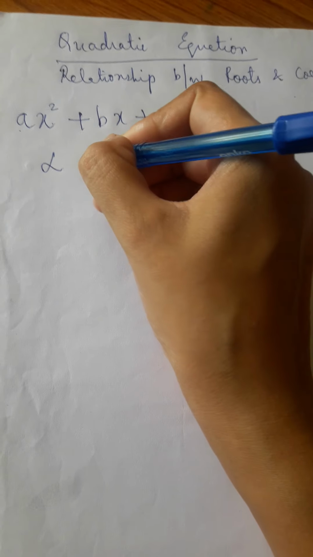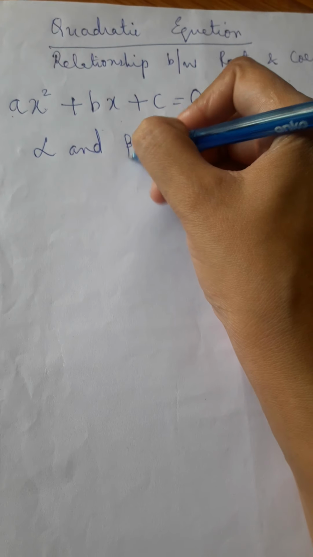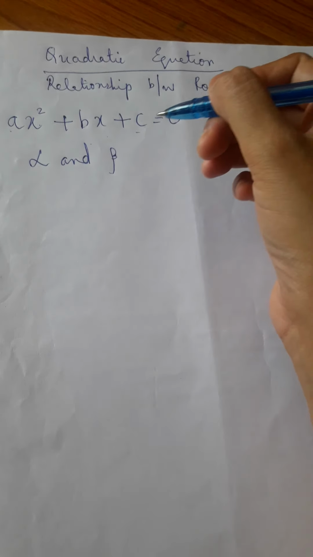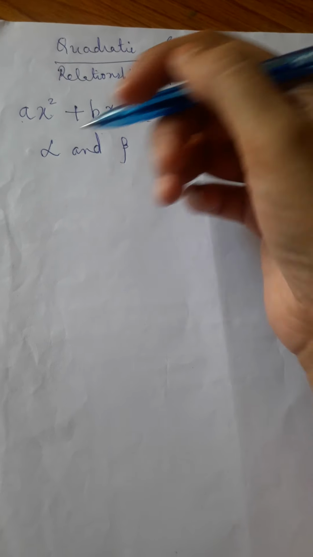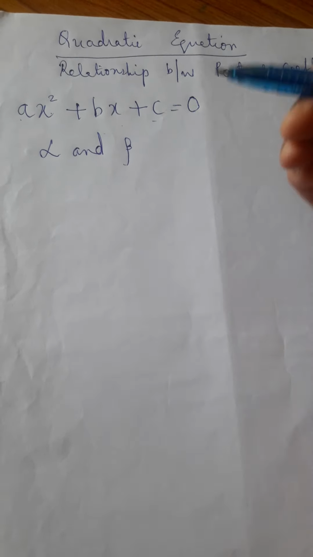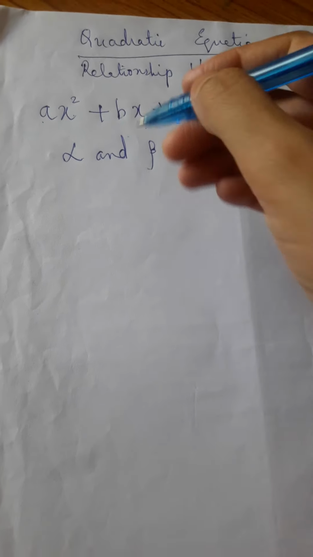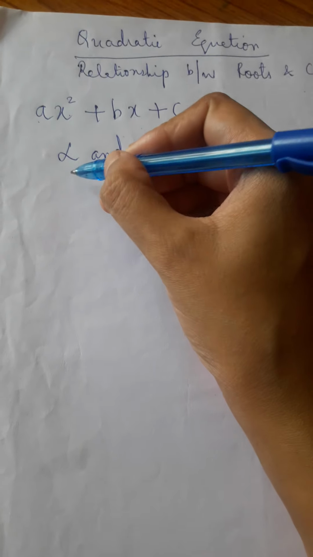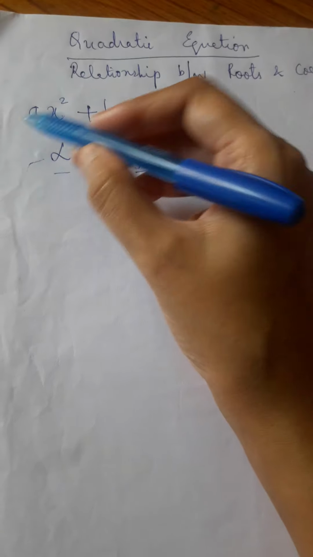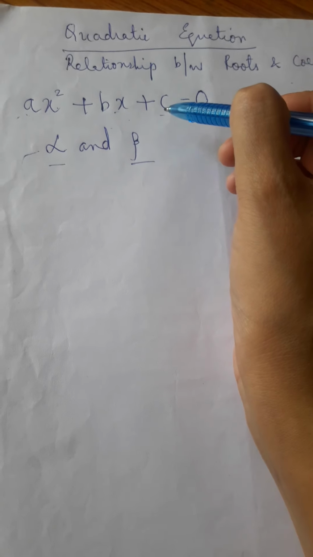So let me say alpha and beta are the roots, okay? Alpha and beta, it will have 2 roots, and they could be the same, identical, or they could be different, real and different, real and equal, or they could be imaginary. Okay, that we shall see eventually. For now, let's see the relationship. So we need to see how alpha, beta, the roots, and the coefficients a, b, c are related.